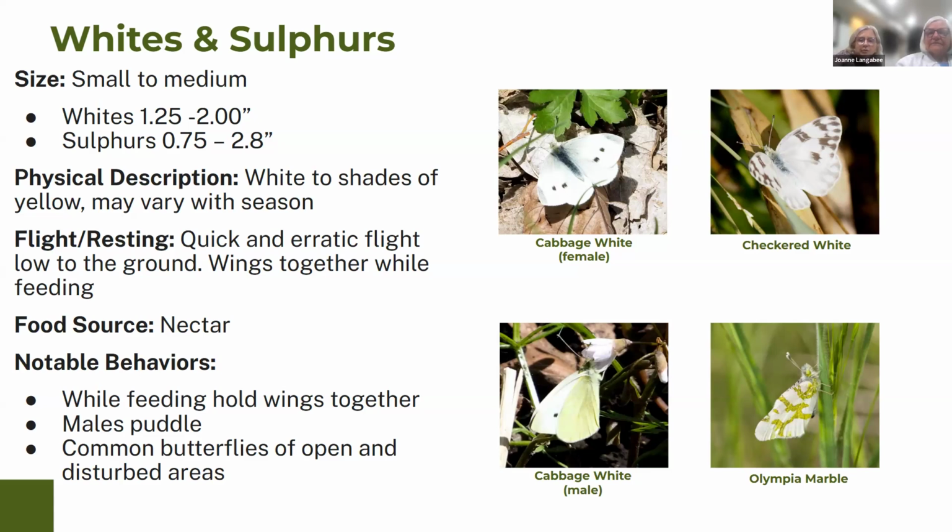We have three different ones that you're likely to see. The most likely is the cabbage white, the male and female. Checkered white, we don't see that often. It might be more common in some of the central places in Nebraska. And then the Olympia marble, I've never seen that. Joanne says it's more in the central part of the state, that they'll see that.